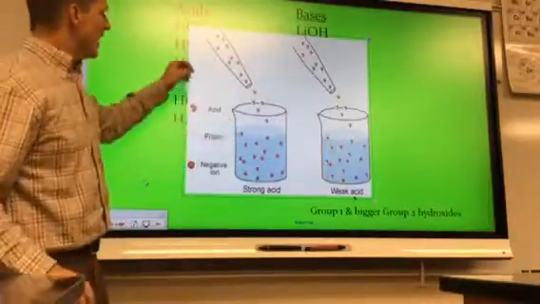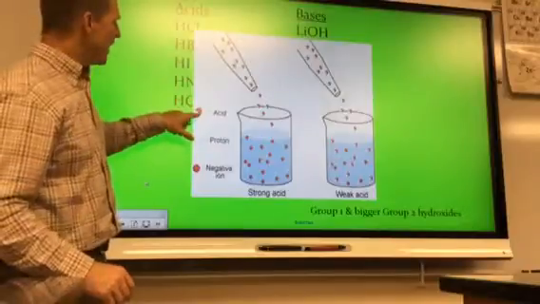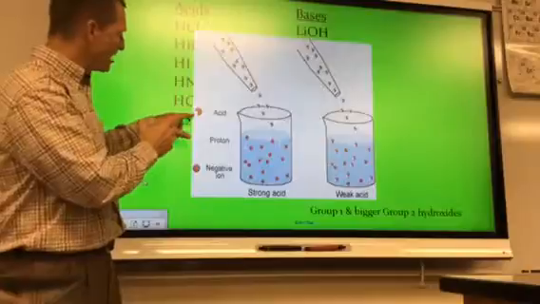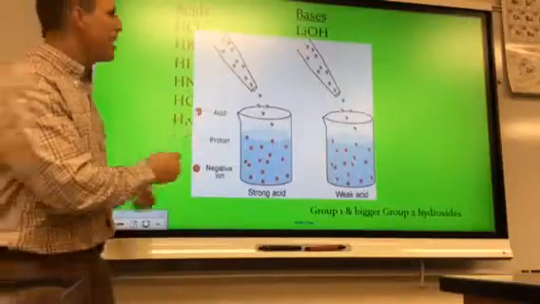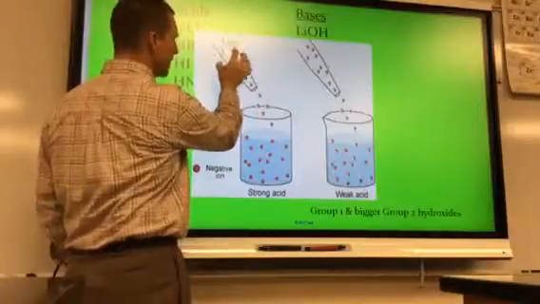Here's a strong acid. We see the acid molecule. Hopefully you're able to see from where you're sitting. The acid molecule has a red dot and a white dot. Can you see the white dot from where you're sitting? Okay, so here's the pure acid as it comes into the water. All of the acid molecules have their hydrogen attached.